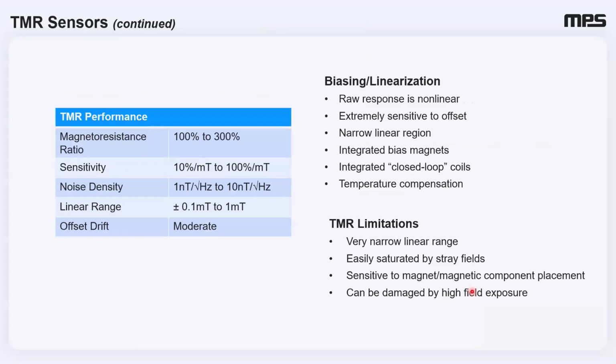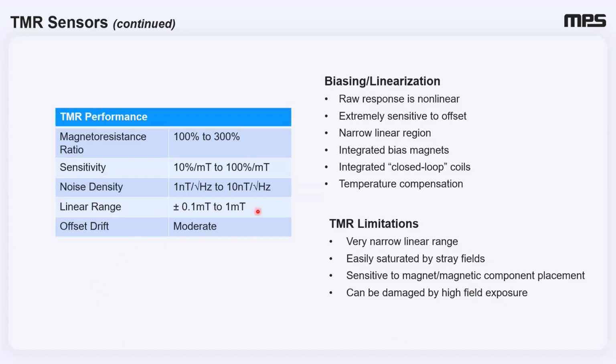Magnetoresistance ratio of 100 to 300%. This is an enormous jump. TMR produces 10 times more signal than GMR, and that's why you generally see it's replacing GMR in precision encoders now. But these numbers explain both the power and the fragility. Phenomenal resolution, very small usable field window, 0.1 millitesla to 1 millitesla.